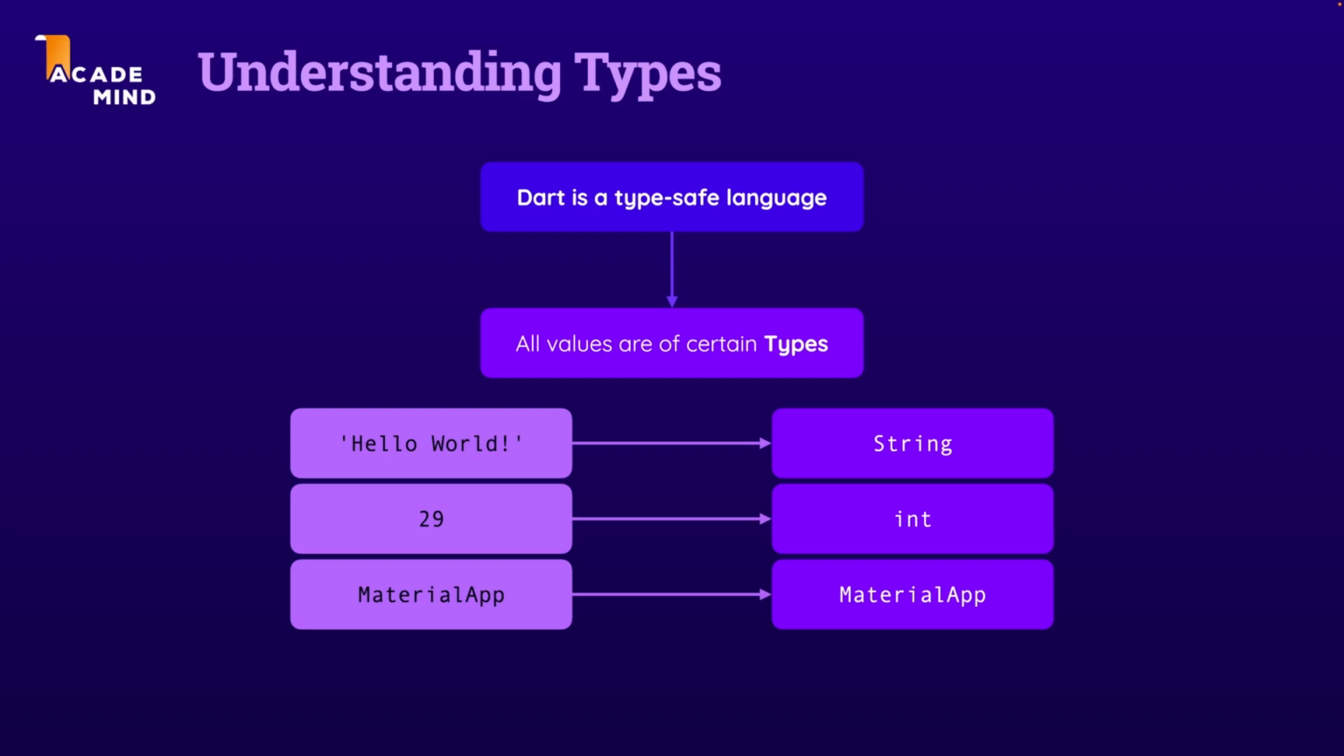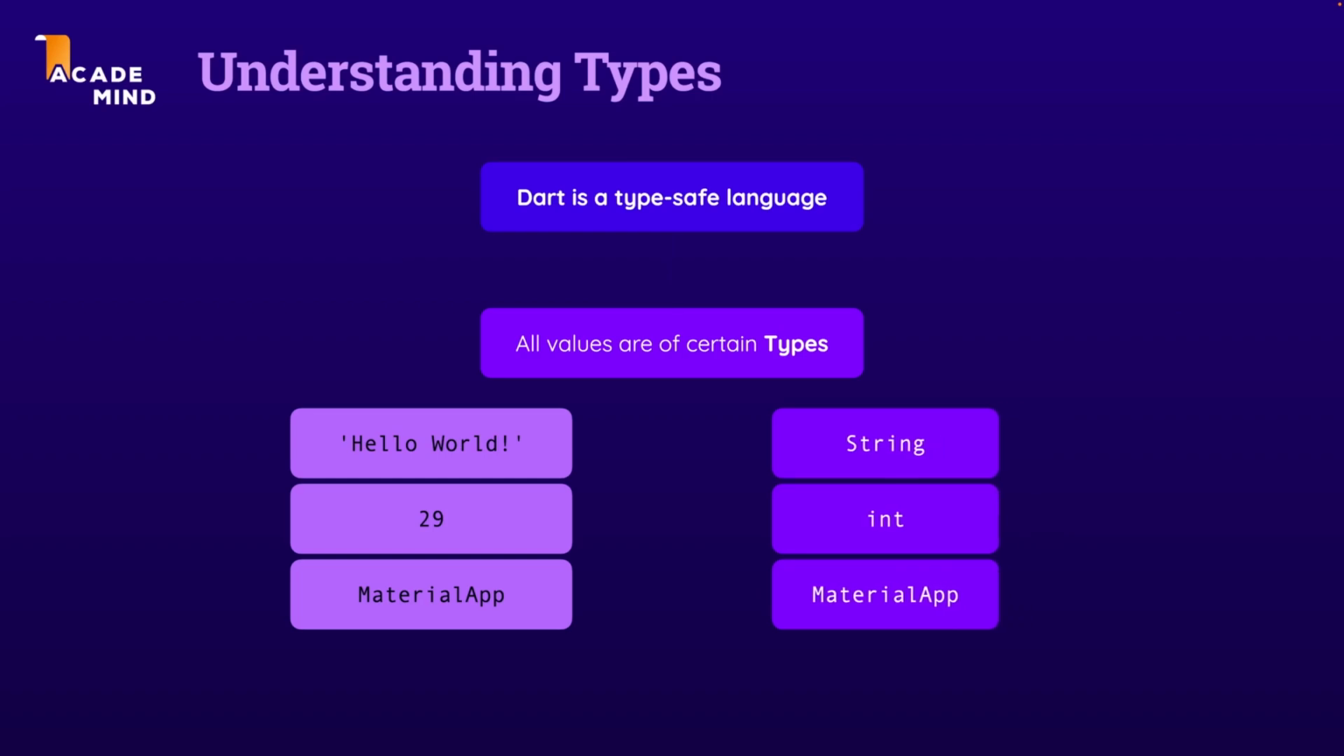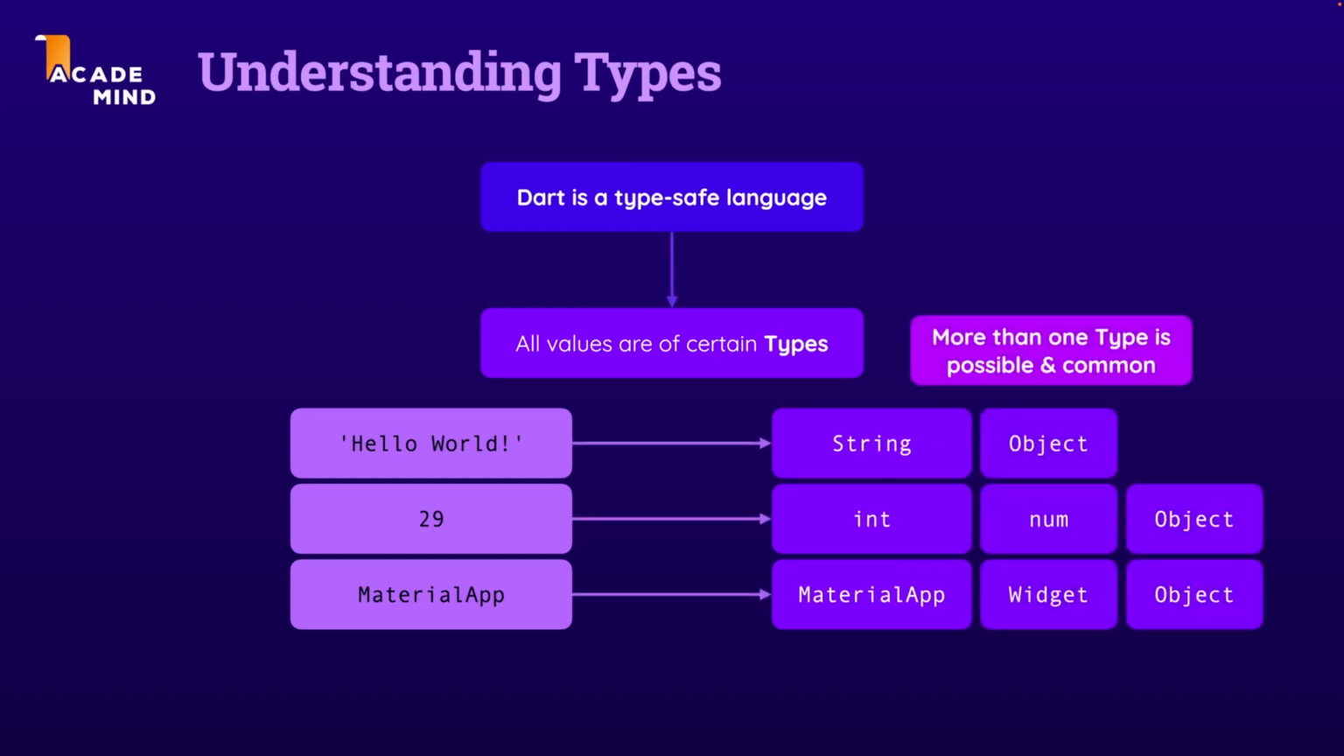And actually, there's not just one type per value, but instead values are typically of multiple types. For example, this hello world text is not just of type string, but also of type object. The number is not just of type int, but also of type num and of type object. And material app, for example, would be of type material app, but also widget and also object. So values can be of multiple types. As you see, all values are at least of type object, and then they also have more specific types. And I'll get back to objects and what that's all about a little bit later.